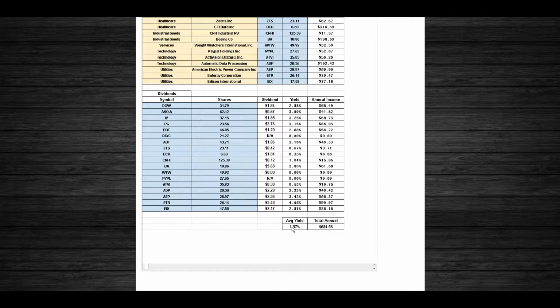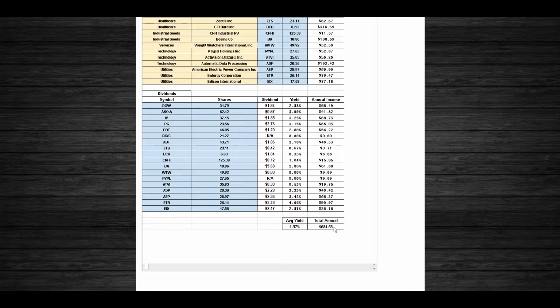So my current average yield is 1.97. You'll see that I do have a couple in here, PayPal and Weight Watchers International. Oh, this is Paycom or PayPal. I have Paycom up there. They don't pay dividends. They're more of growth stocks that I've been holding on to, and they've been doing pretty decent. So I do have an average yield of 1.97. So I'm going to be increasing my risk level. This is actually really low.